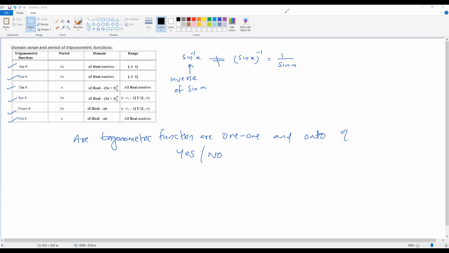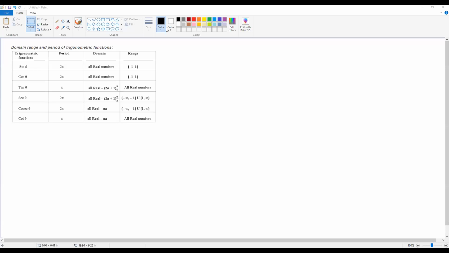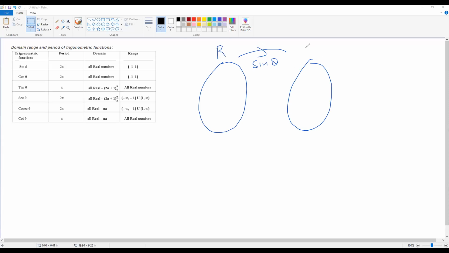Okay, I will show you. You said sin theta is 1-1 onto. See, I will show you a simple example. What should 1-1 mean? Different inputs should give different outputs. The sin theta function: the domain is the set of all real numbers, and its range is the set of all real numbers between -1 and 1.